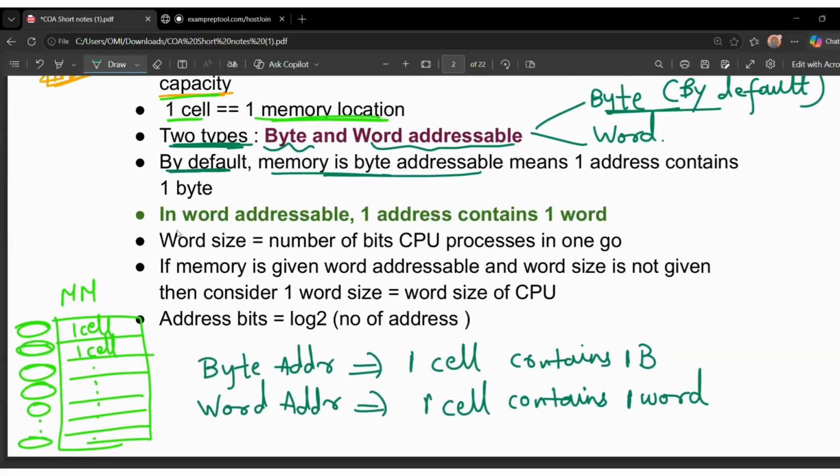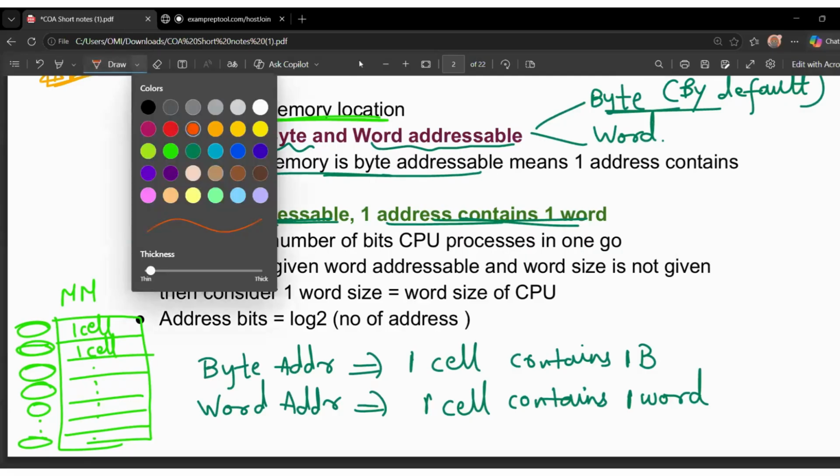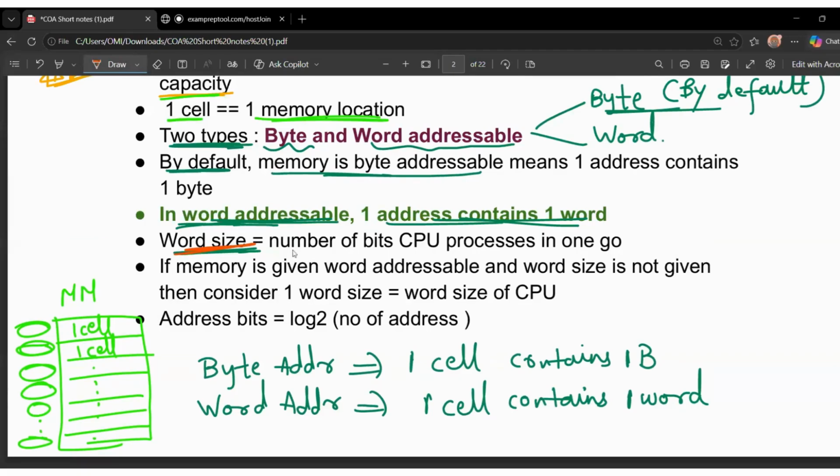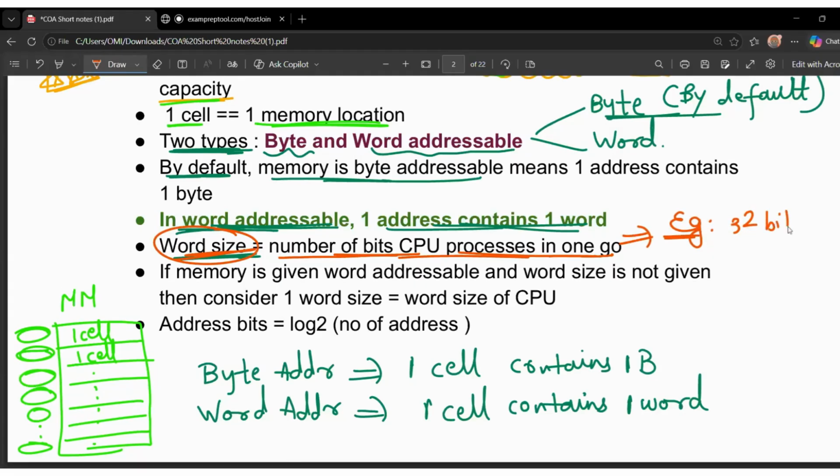In word addressable, one address contains one word. And what is the word size? Word size is equal to the number of bits the CPU processes in one go. For example, if it is given as 32-bit architecture, what does it mean? One word equals 32 bits, and one cell will contain one word, so one cell will contain 32 bits.